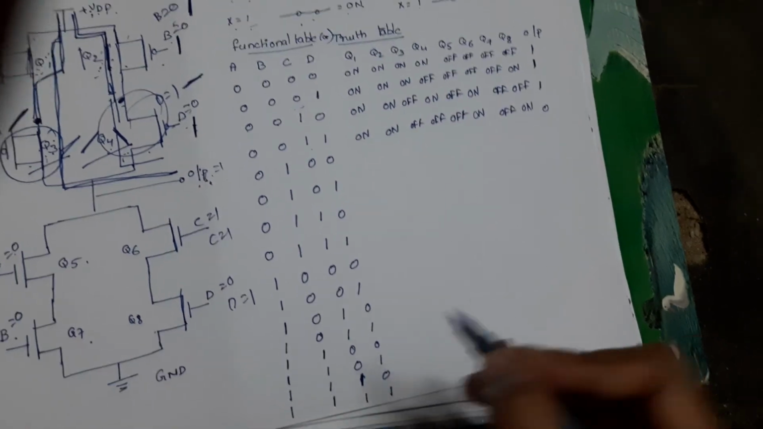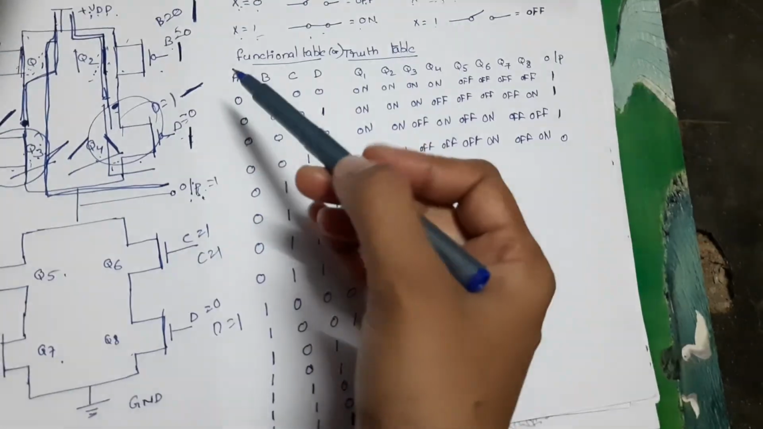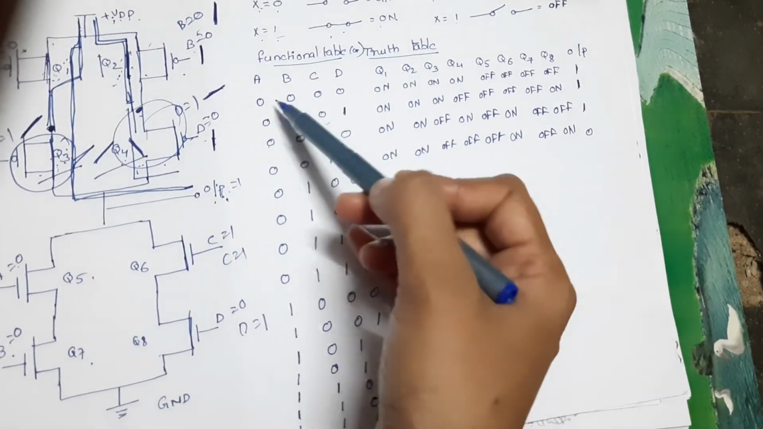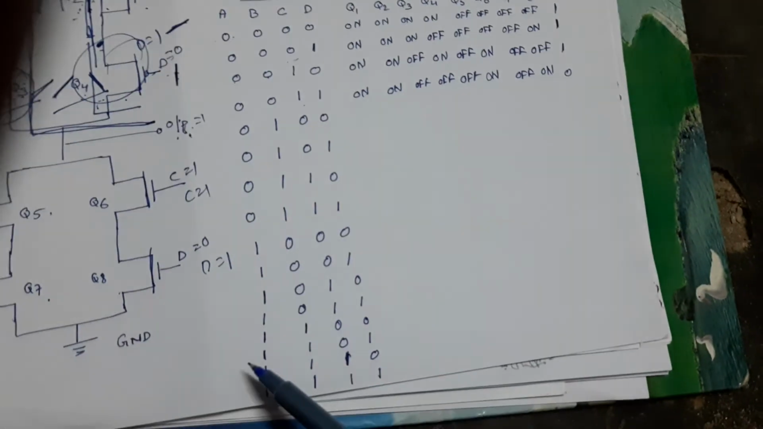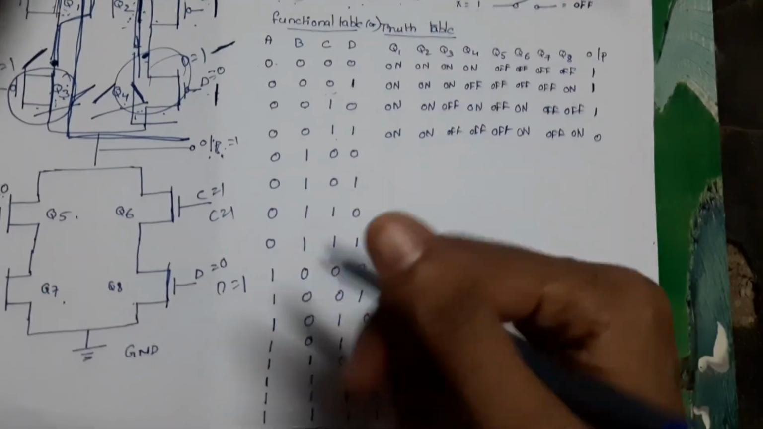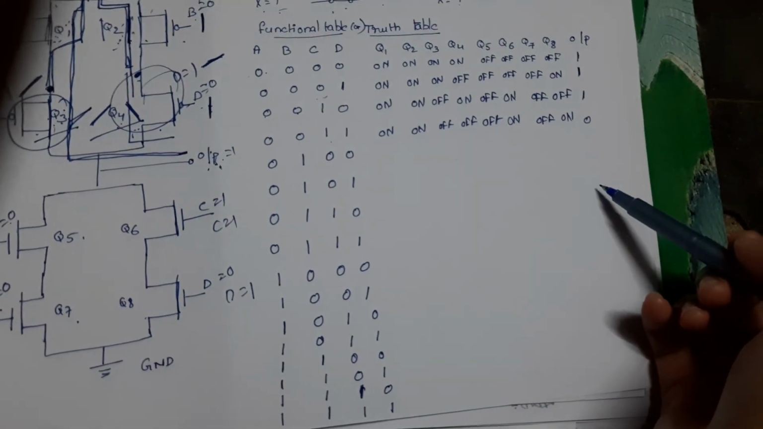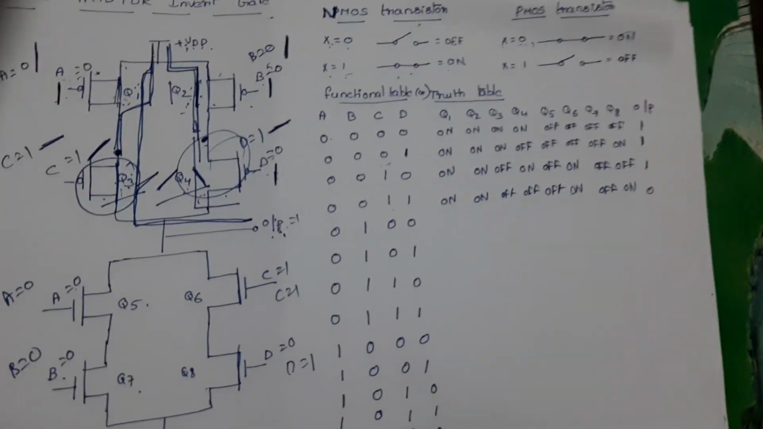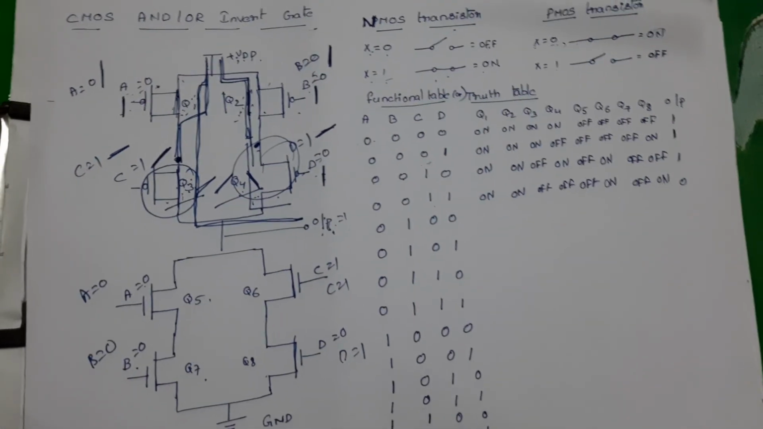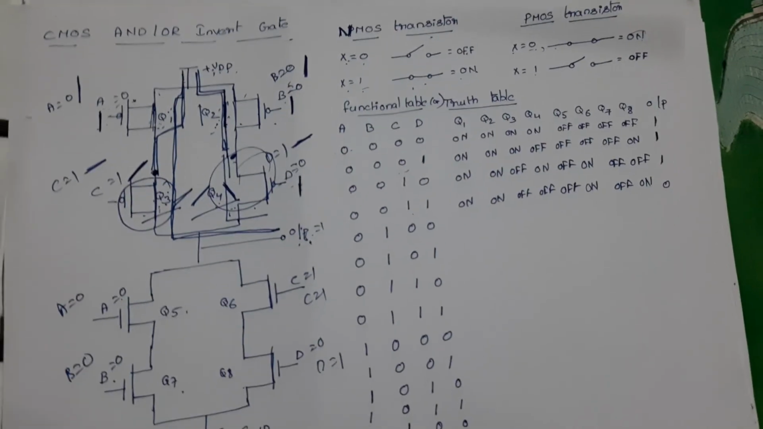So up to here, this is the 4 input combination, starting from 0, 0, 0, 0 to ending at 1, 1, 1, 1. So likewise you have to consider the inputs. For all these inputs also you have to make the functional table. Like this we can make a functional table for any type of circuit.